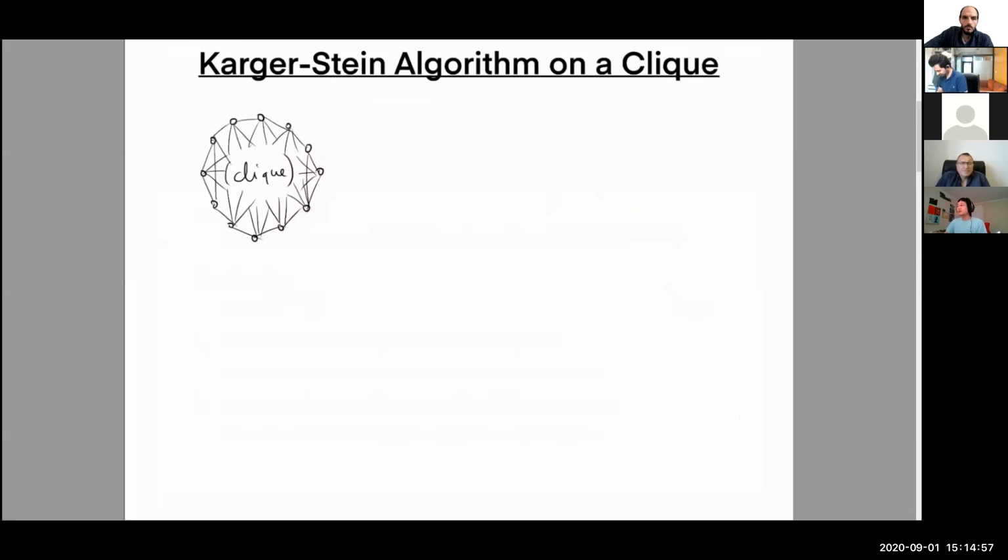So here is why the Karger-Stein algorithm should do better on the clique. If there's one thing to get out of this talk, it should be this one. And the message is very simple. The original Karger-Stein analysis was suboptimal on the clique, and I'll show you why.